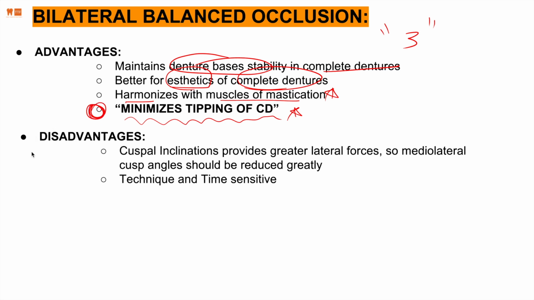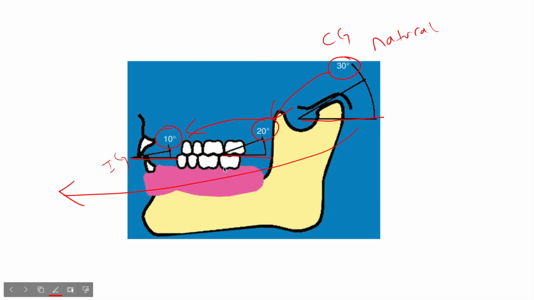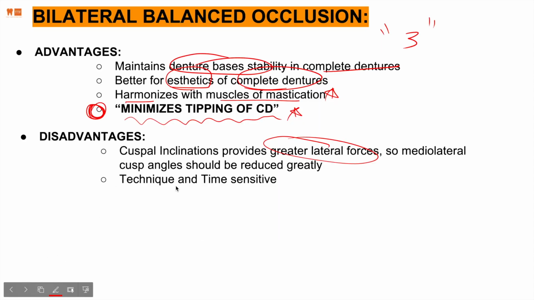But the disadvantage of bilateral balanced occlusion is the cuspal inclinations provide greater lateral forces. So, in other words, if this angle right here was larger, if the cusps were steeper, then imagine moving the mandible forward or sideways. It would be difficult to move the mandible smoothly. In other words, there would be greater lateral forces. So even in mediolateral cusp angles, they should be reduced extremely greatly.